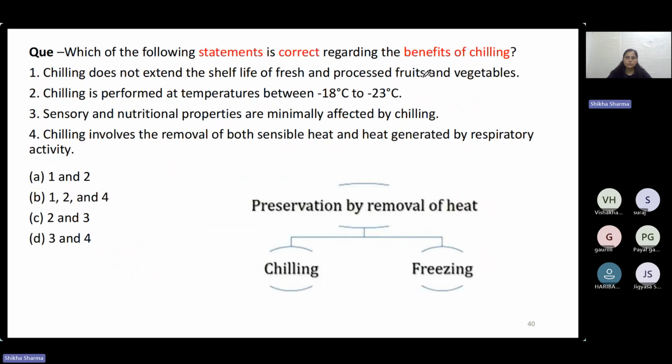Question clear? Can we move to the low temperature treatments like chilling and freezing? Okay, let's move to this question.